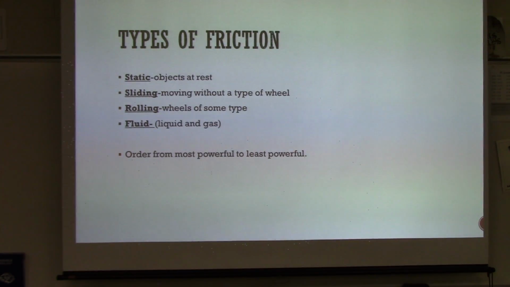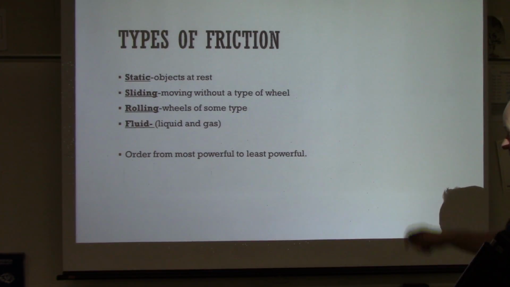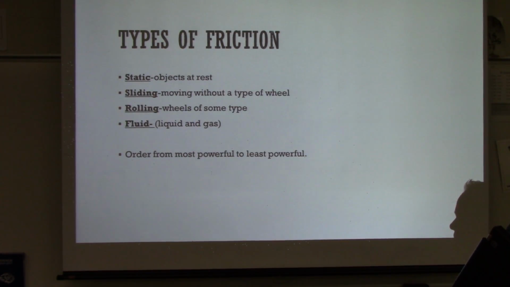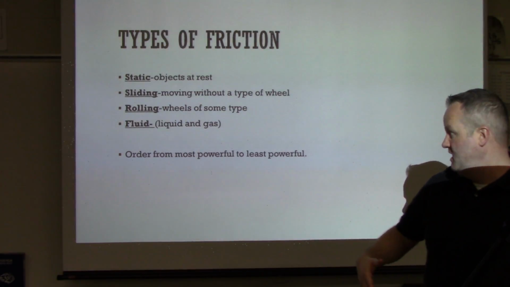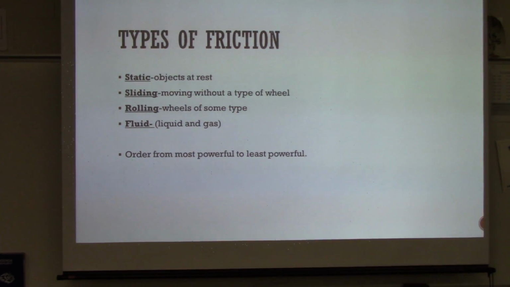So first we have static friction. This occurs with objects that are at rest. Next, on the list, we have sliding. This is when something is trying to move without some type of wheel or sphere. And rolling involves wheels of some type, and then there's fluid, which has to do with a liquid or a gas of some type. Now these types are in order from greatest to weakest. So static friction is the strongest type.